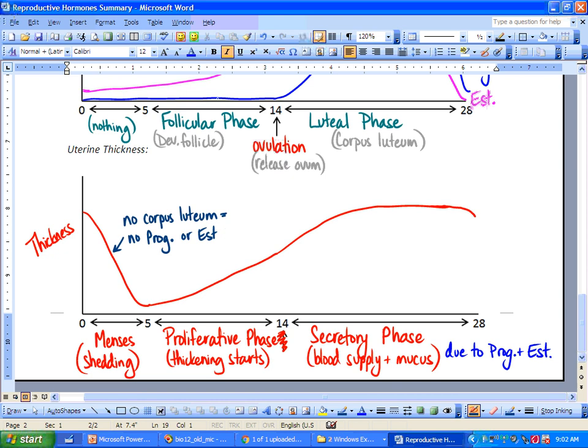And then we start to build estrogen up. The thickness starts increasing. We reform a corpus luteum. We get lots of progesterone. Hey, look, we really build up that uterus again. The cycle continues. So hopefully that is helpful to you.